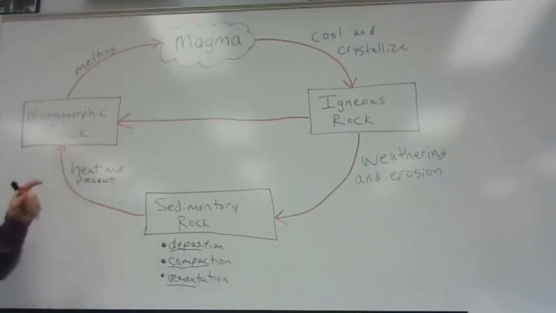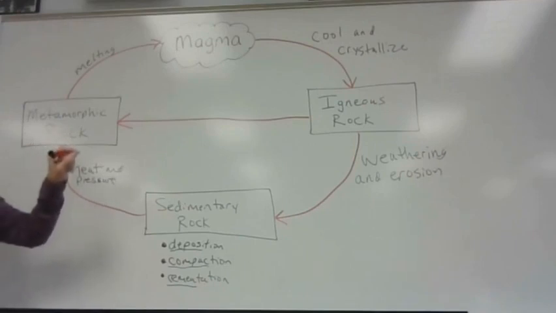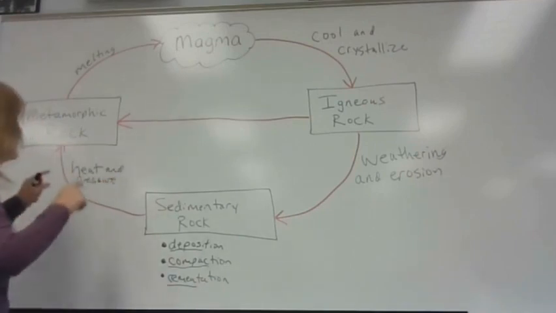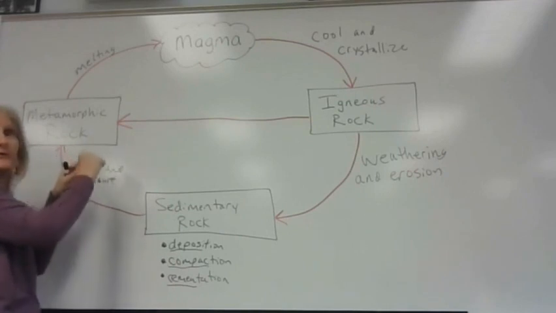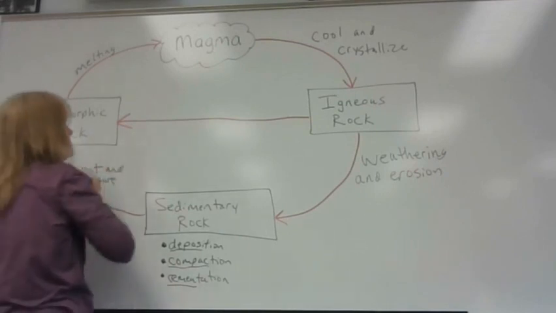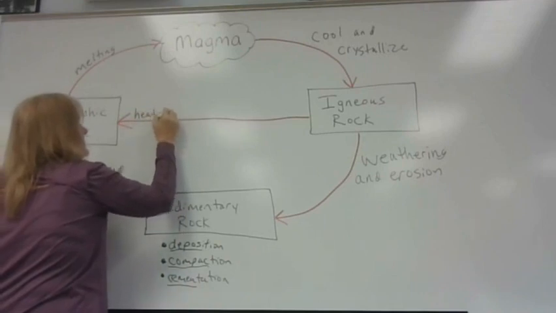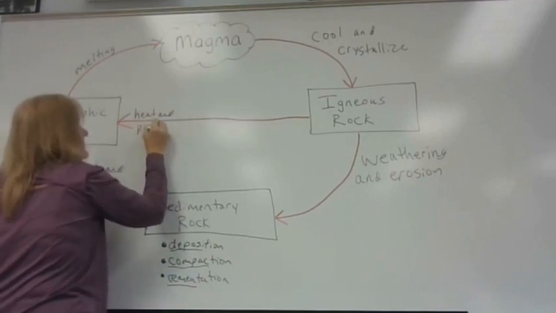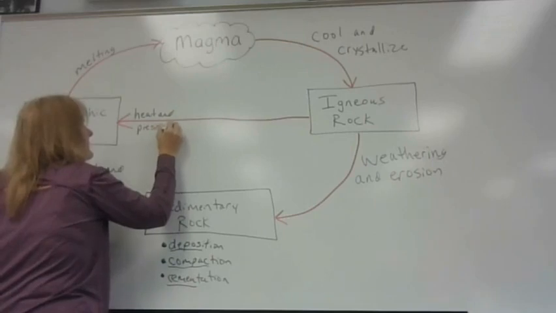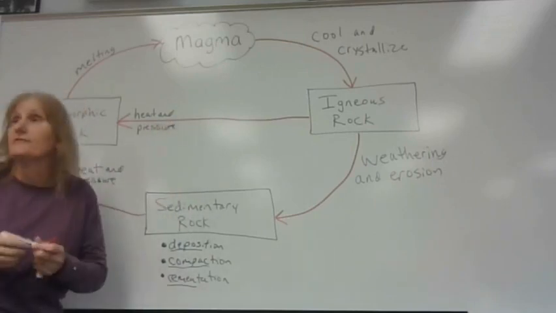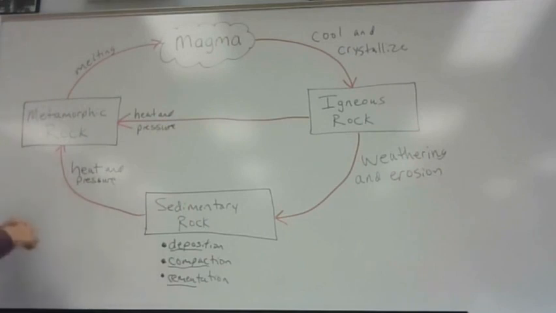The key to this is always look at the arrowhead, right? Because the arrowhead, the processes are going to be the same. Everything leading to metamorphic rock is going to be heat and pressure. In fact, to finish off heat and pressure, some of these metamorphic rocks can turn around and become a different metamorphic rock with heat and pressure.